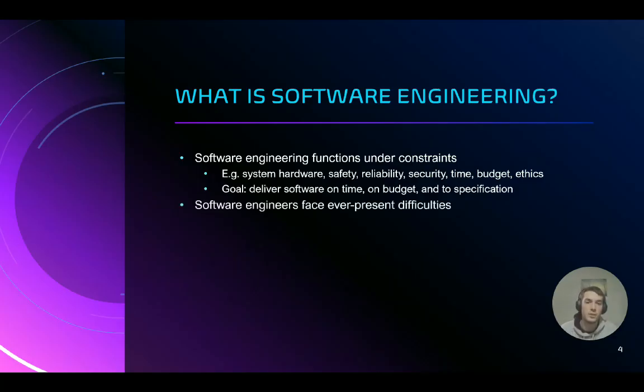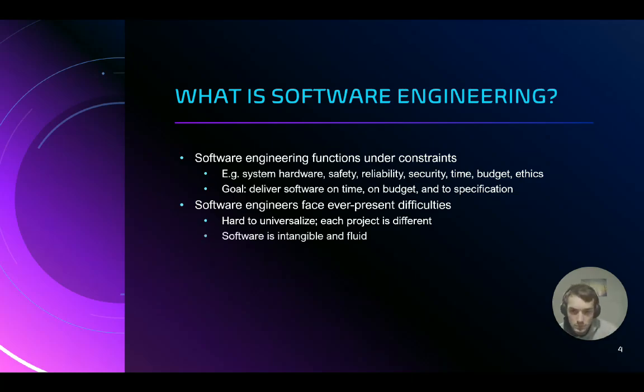Software engineers, as we alluded to earlier, face ever-present difficulties, some of which are very unique to the software engineering field. We talked about the particular complexity of software engineering projects, but also there's a certain particularity to software engineering. No two projects are the same. Everyone is different, and so it's hard to universalize principles for software projects from start to finish when every project looks a little bit different.